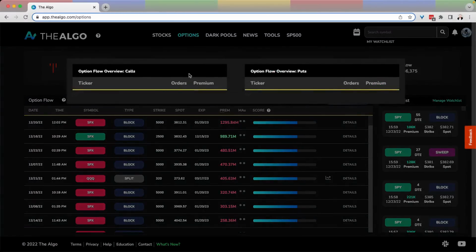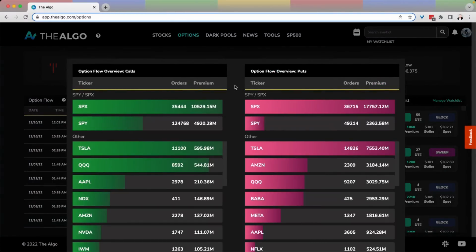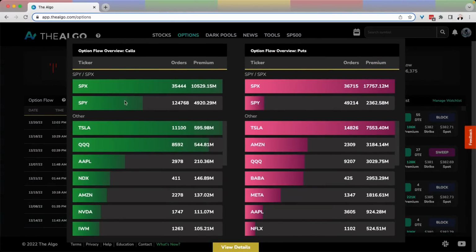But let's just look at the overview to simplify the story. And we added in a new feature here, which is going to remove SPX and SPY so we can focus on single stocks a lot better. So when we look here, on the right side, Tesla is the most shorted stock, 7.5 billion in premium month to date. In calls, 500 million. That is dramatic. That is hugely bearish.